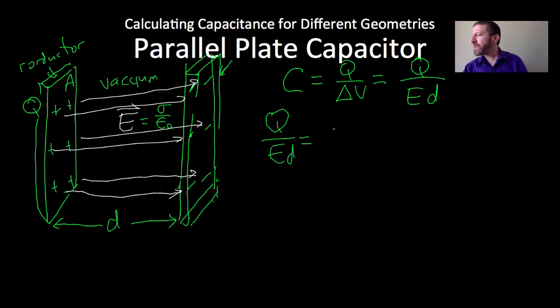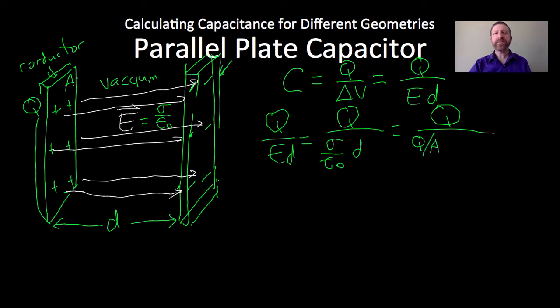is going to be, well, what's E? Well, because E is sigma over epsilon naught, this will be Q over, E is sigma over epsilon naught times D. And what is sigma? Well, sigma is just, by definition, the charge over the area A. Again, the area A is the area of one plate. Just one plate right there. And this is again over epsilon naught times D.